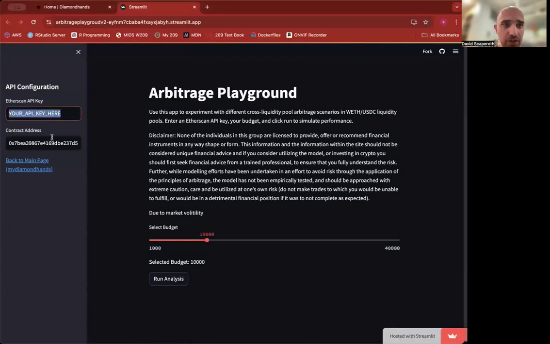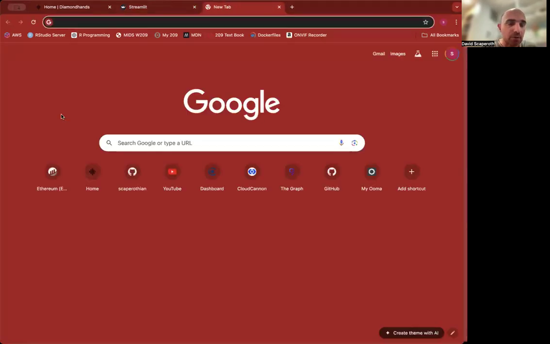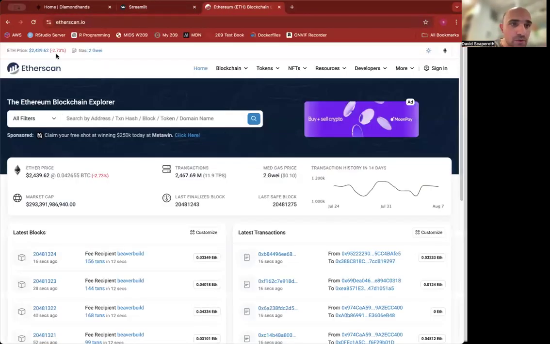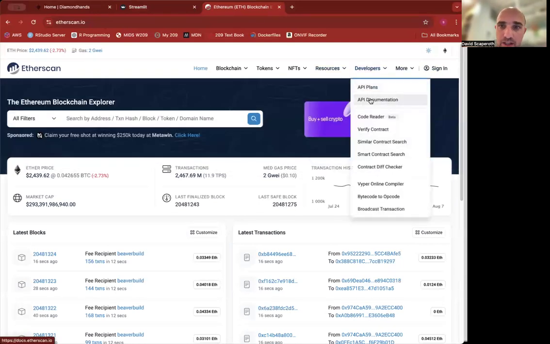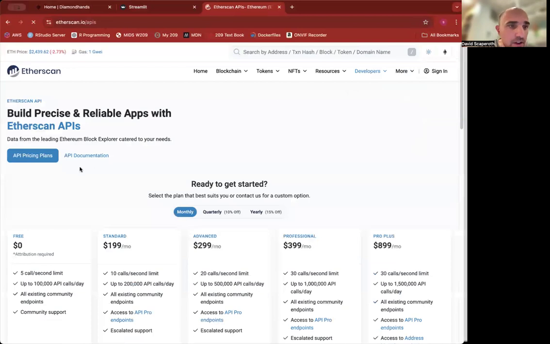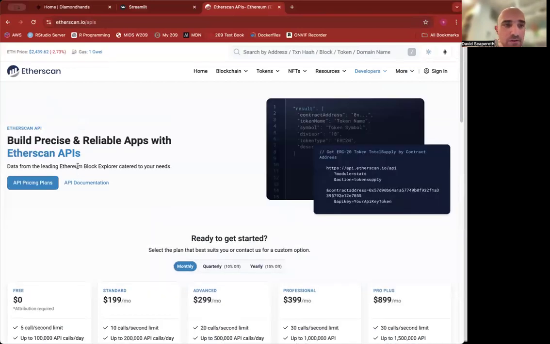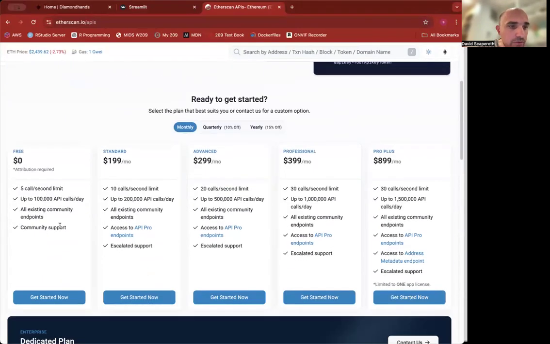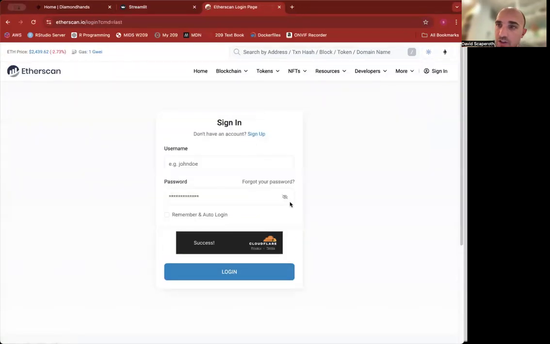So the first thing you do is you put this API key in, which you can get freely on etherscan.io. Let's go to that real quick, etherscan.io. And you can sign in and you can get access to APIs for free. There is a free tier for getting started. So you can log in and get an API key very easily.